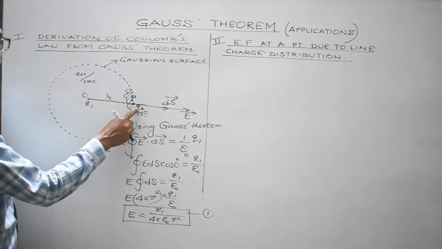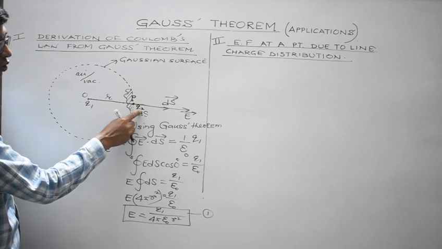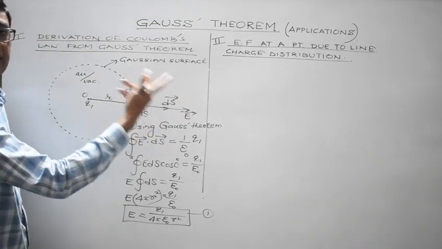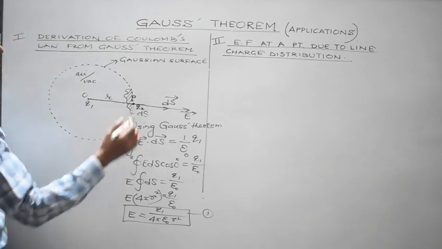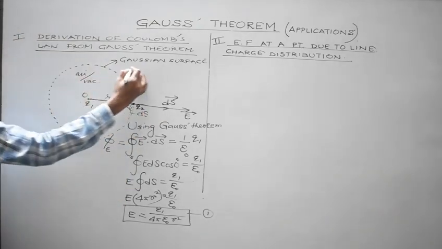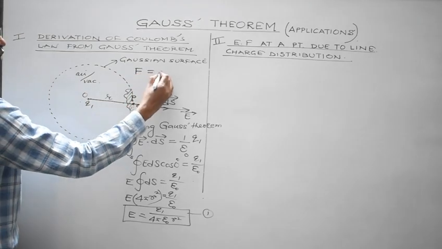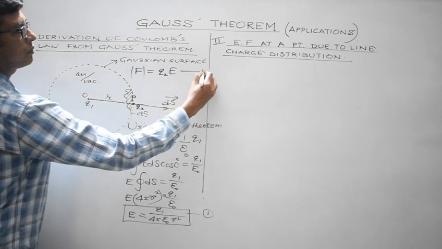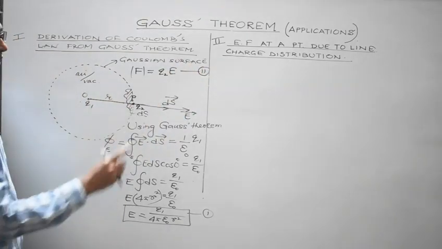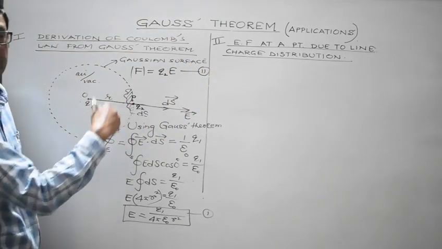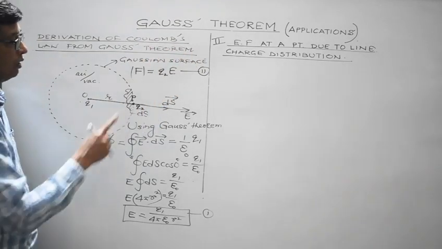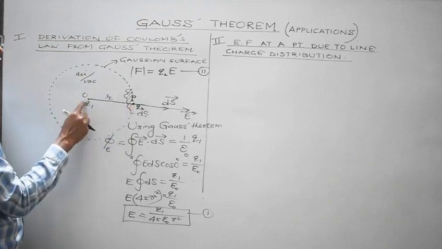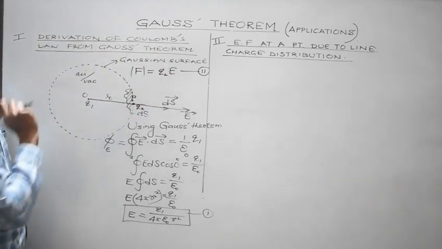Now this charge Q2, under the influence of electric field E due to charge Q1, will experience an electric force which will be given by F is equal to Q2 multiplied by E in magnitude. Look, electric field at this point is given by electric force per unit charge. So the electric force experienced by this charge Q2 at point P due to charge Q1 would be given by F equals to Q2E, right?